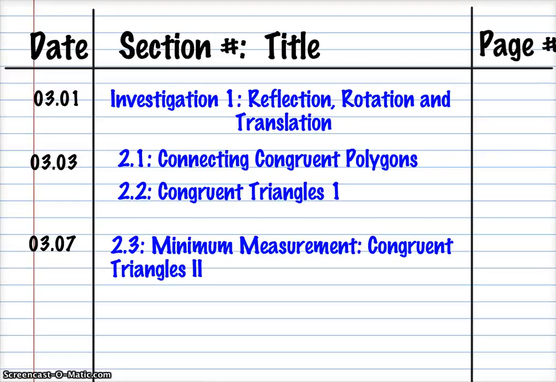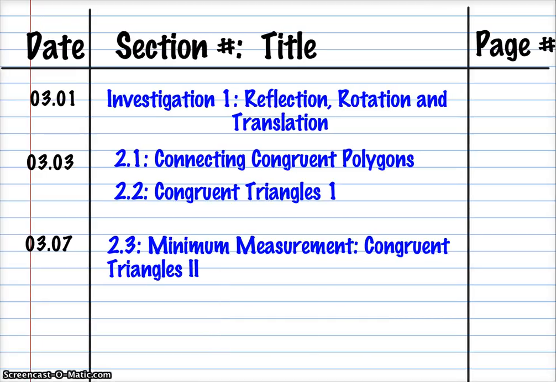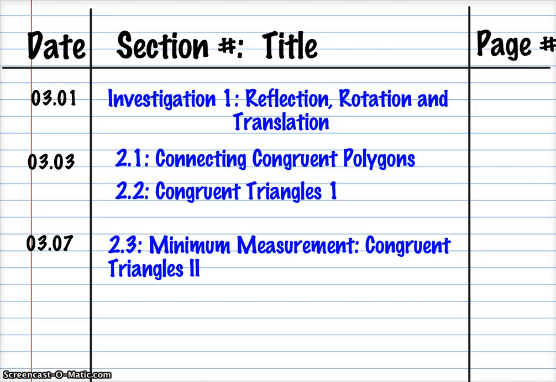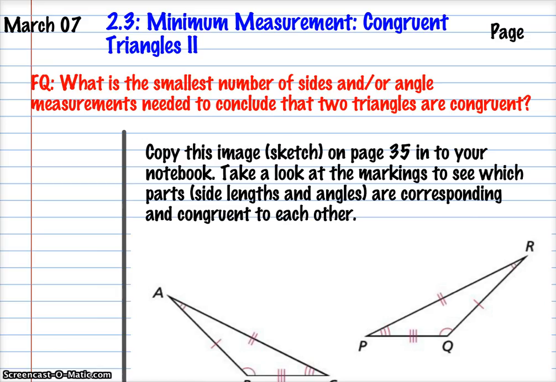Okay, so I'm not sure what page number we're on, but we are doing 2.3 minimum measurement congruent triangles 2. Today is March 7th. This goes into your table of contents, and for those of you with messy handwriting, lucky for you, this is a video. You can pause it, take your time, and write neatly. Make sure it ends up in your notebook correctly, please. All right. So March 7th, minimum measurements for congruent triangles 2.